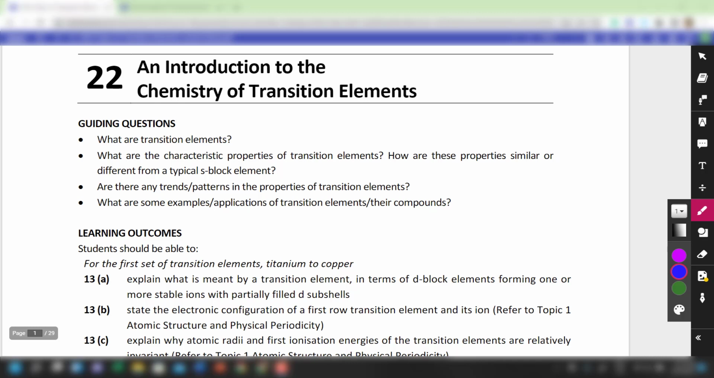So we have come to the last topic, which is on introduction to the chemistry of transition elements. You might have heard from your seniors that this is a relatively dry topic which requires a lot of memory work. Nothing is further from the truth. In fact, this is arguably the most interesting topic out of most of the chemistry topics which you have learned.